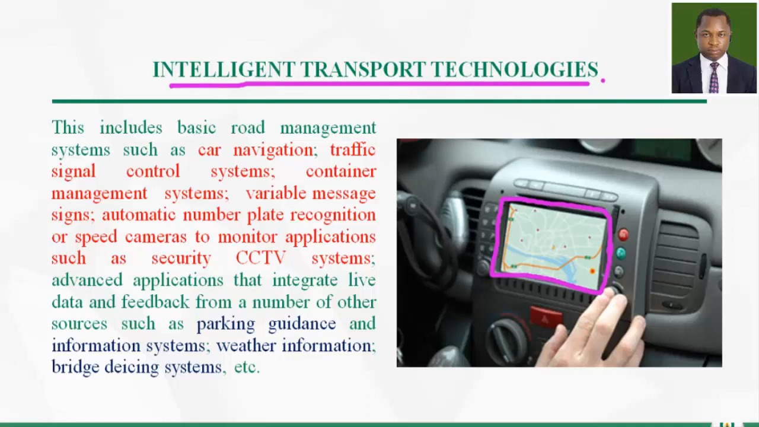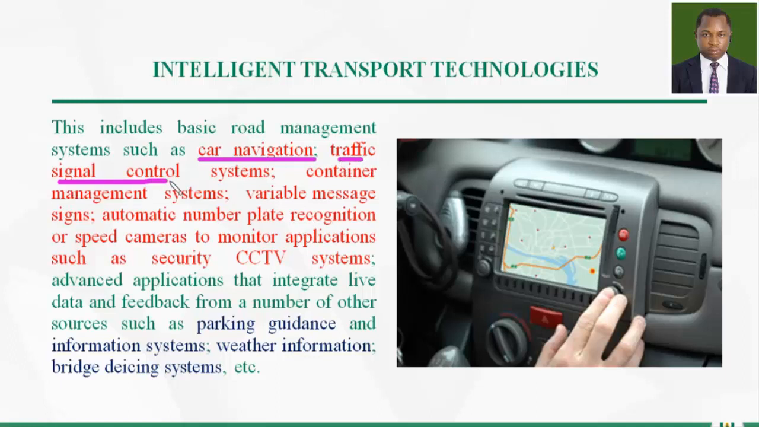A few of them have actually been mentioned here. Car navigation, GPS I talked about, that is one of them. Traffic signal control system, that is another one. Container management system, variable message signs, automatic number plate recognition. This is key. So it's a part of intelligent transport technology.